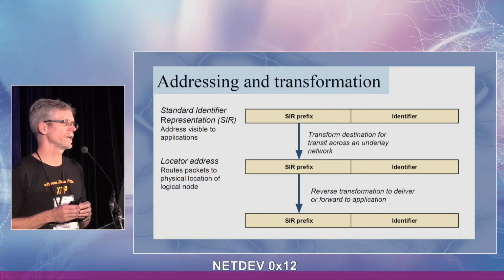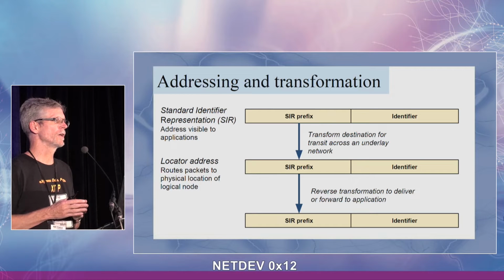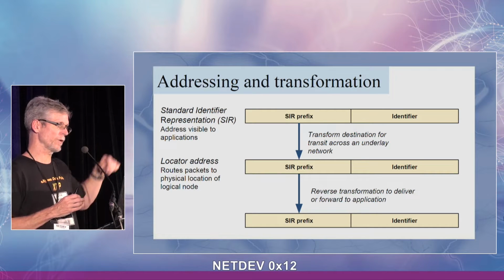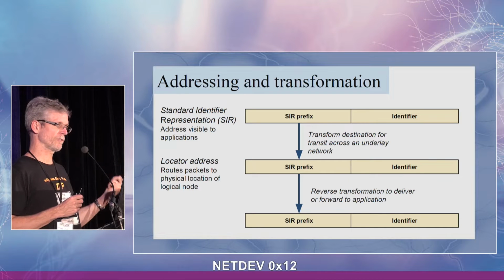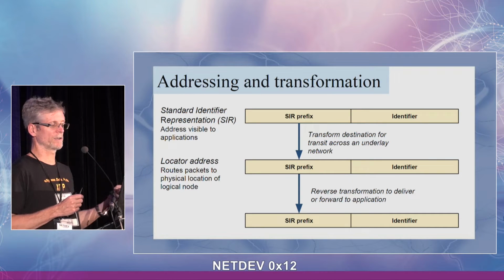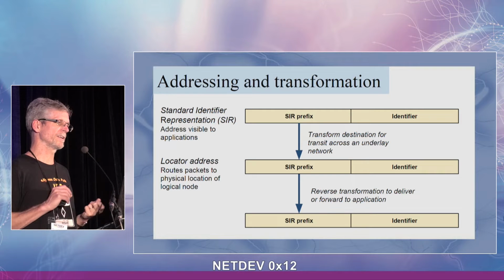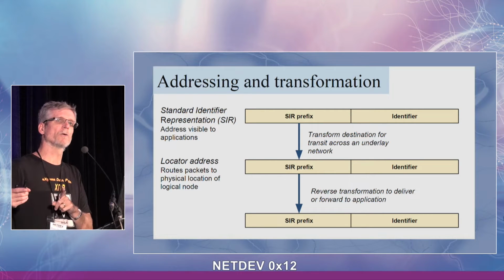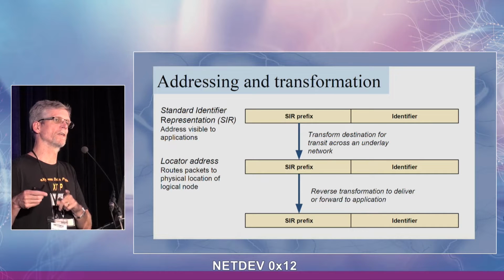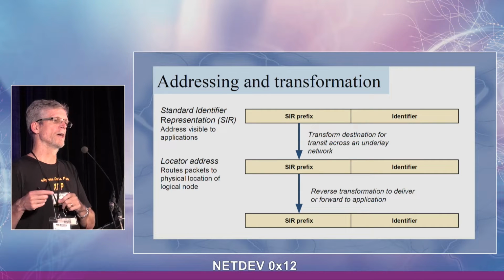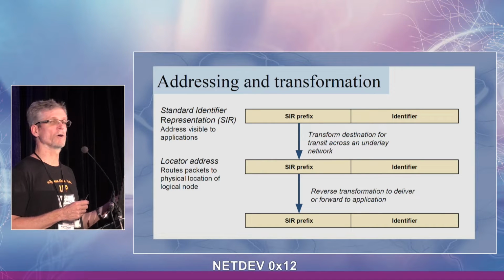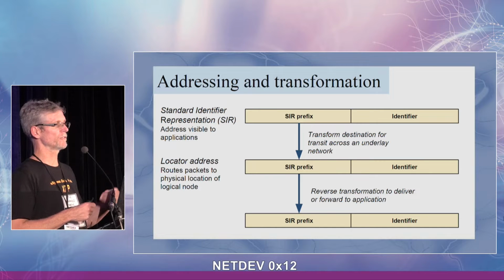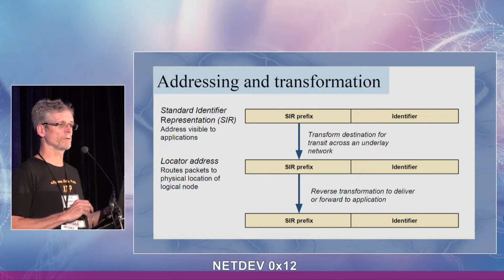So this pictorially is the addressing and transformation of ILA. So you can imagine at the top we have an IPv6 address. It's split down the middle in a canonical fashion. So the top 64 bits are what we call a SIR prefix, standard interface representation or identifier representation. And the bottom is the identifier. So the identifier is that component that is constant within the network or within the domain. So every host, every VM, every individually addressable node, for instance, would have a unique identifier. It's in 64-bit space, so that's pretty reasonable.